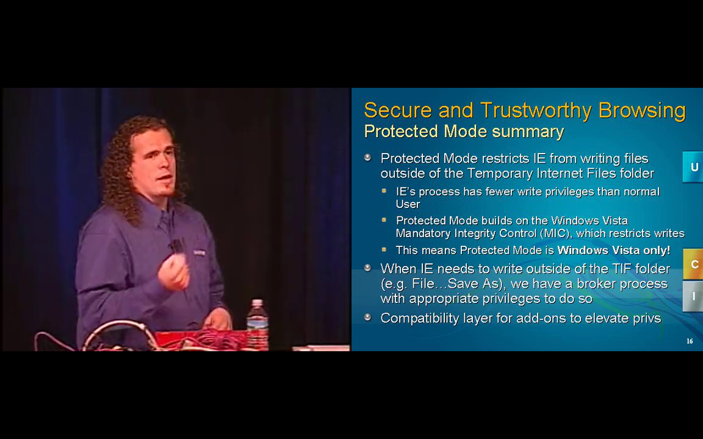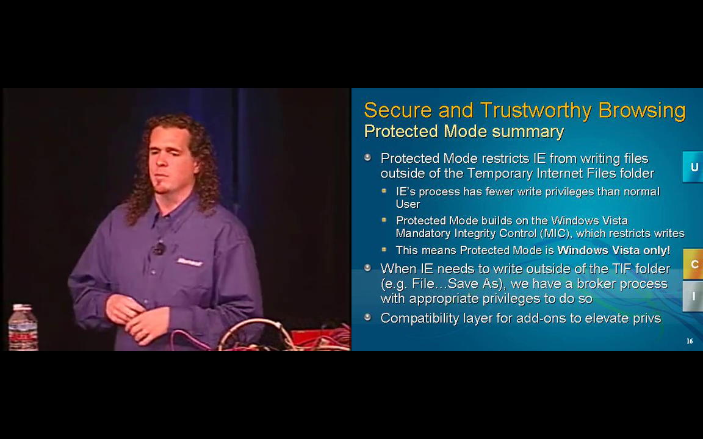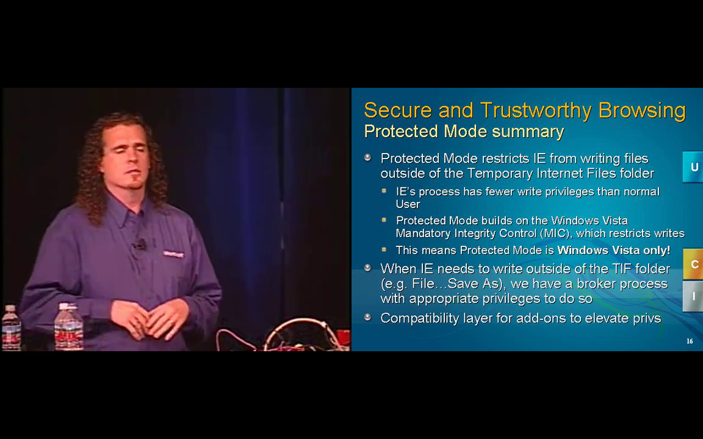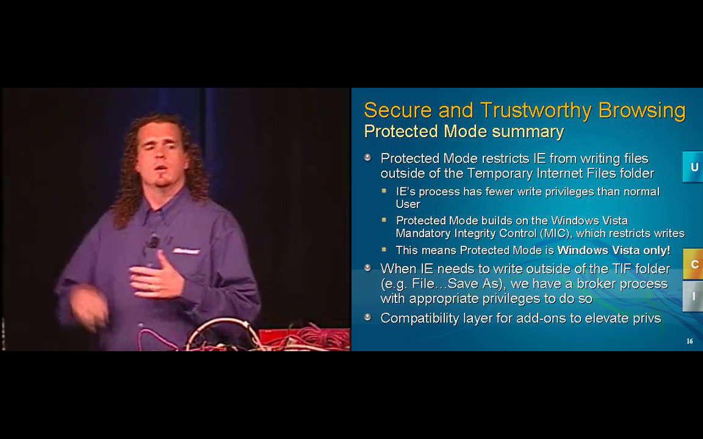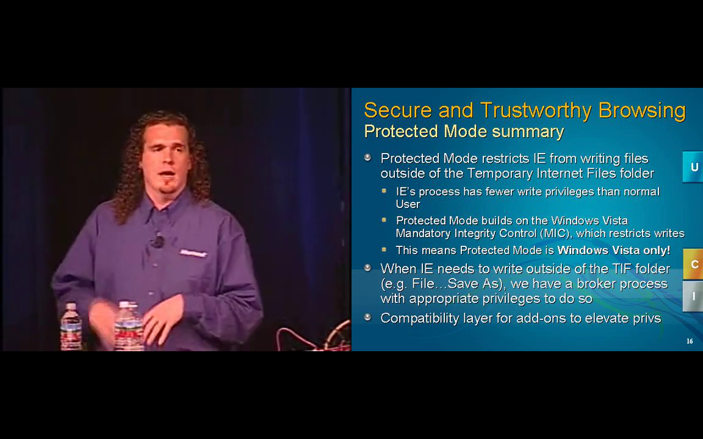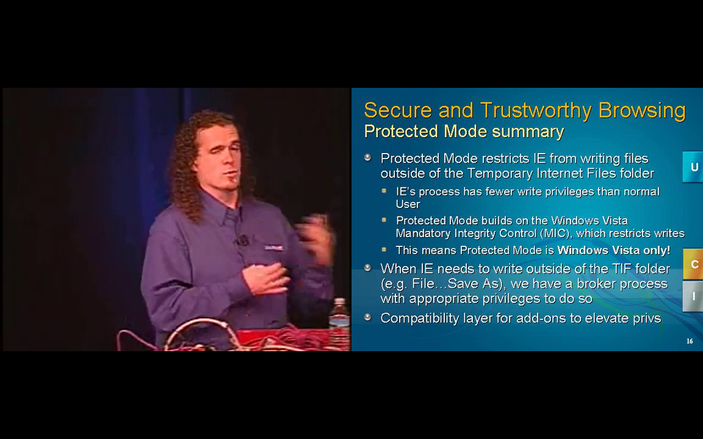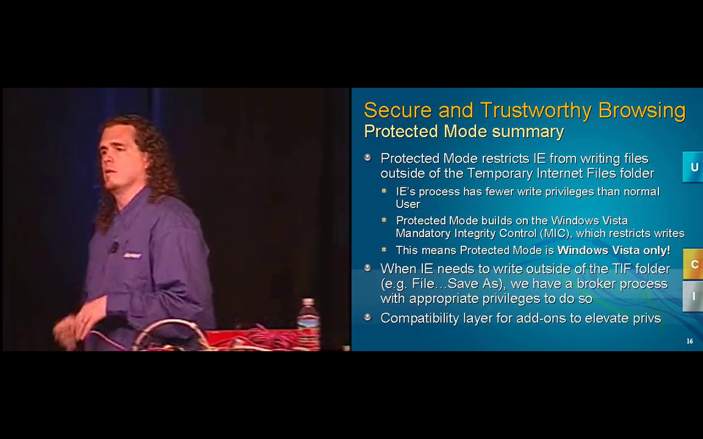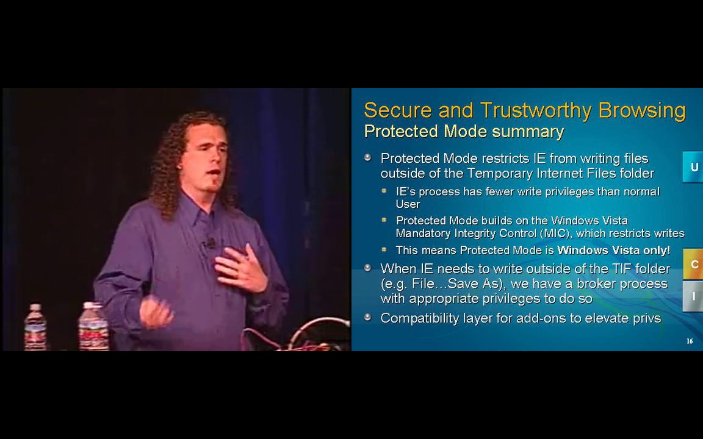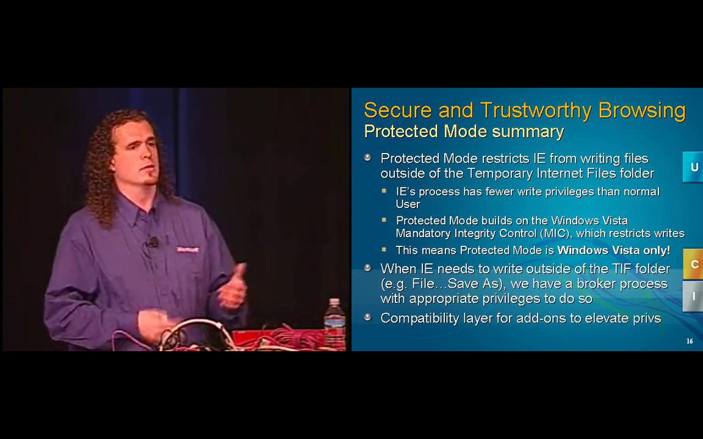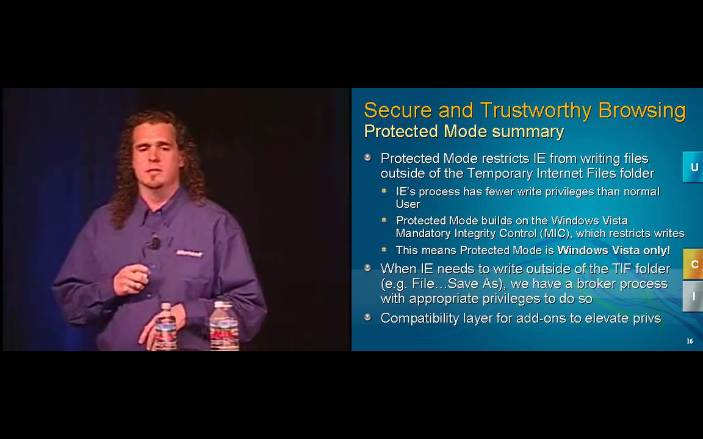And when we need to write outside of the temporary internet files folder, like when you do file save as, for example, we have a broker process that has the appropriate privileges. So we broker off to a totally separate process with a different level of integrity that has the ability to write to the rest of the file system. And of course, it has a well-defined API that you have to call and will always prompt the user. And of course, add-ons have the ability to use a compatibility layer to get these same elevated privileges that IE does natively when it needs them.